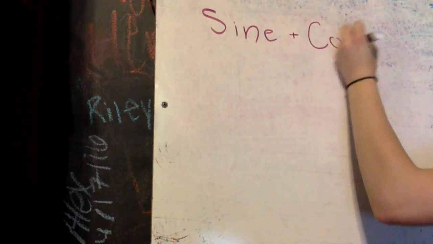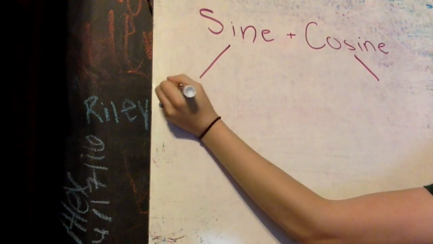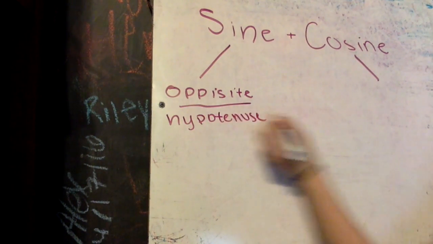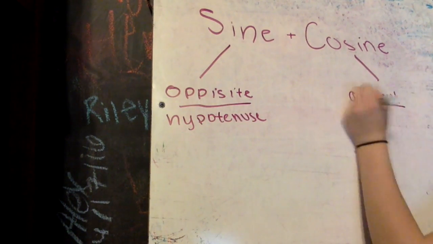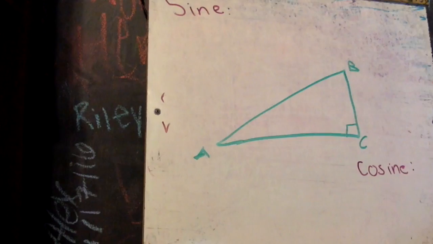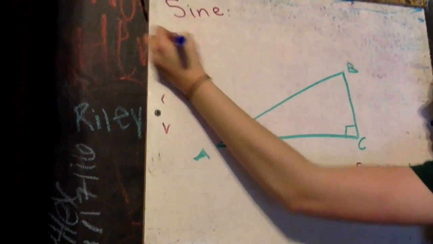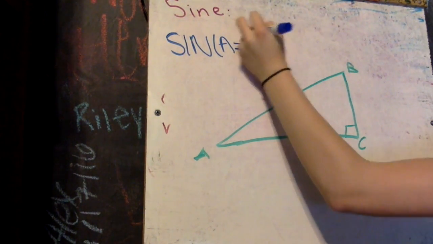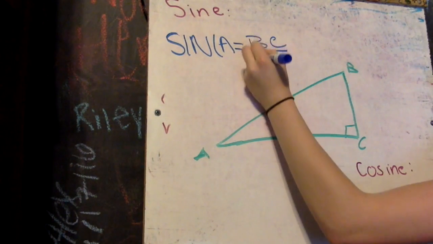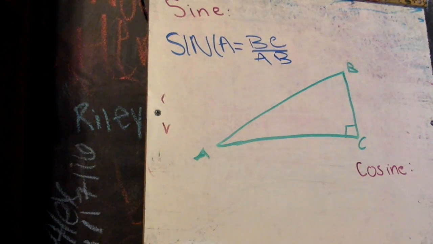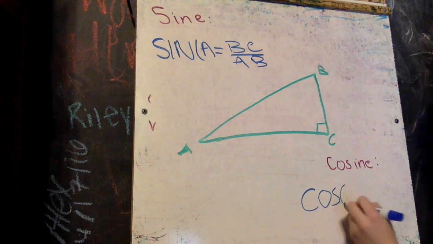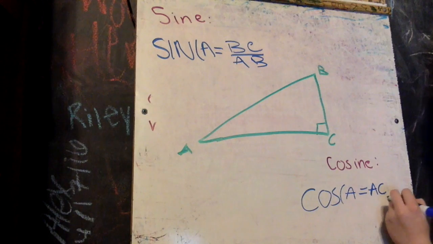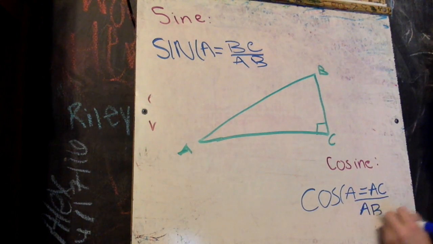The second two ratios are fairly similar. They are called the sine and cosine ratios. These two ratios use the hypotenuse of the triangle and either the opposite or adjacent sides. For sine, opposite over hypotenuse, and for cosine, adjacent over hypotenuse. For sine, the ratio is the leg opposite of angle A over the hypotenuse of triangle ABC. So the ratio would be sine of angle A equals line BC over line AB. For cosine, the ratio is the line adjacent to angle A over the hypotenuse of triangle ABC. So the ratio would be cosine of angle A equals AC over AB.